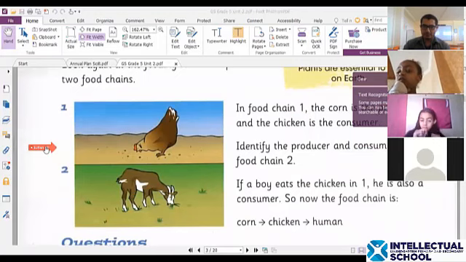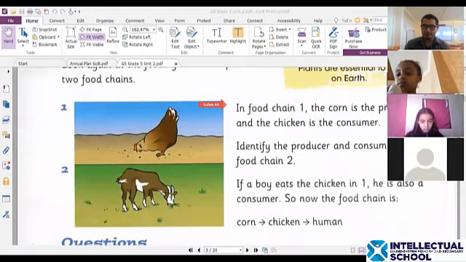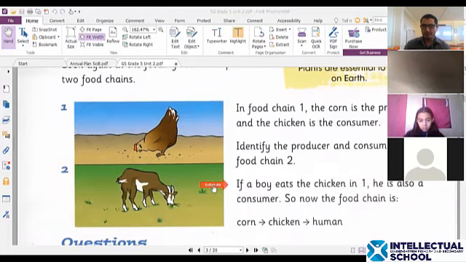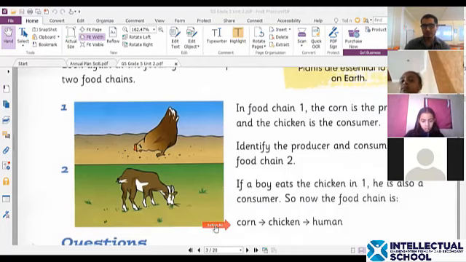So here they have given a description again. In food chain one, the corn is produced and chicken is the consumer. Then in food chain two, if a boy eats the chicken in one, he is also a consumer. So now the food chain is corn, chicken, human. Actually, the same one I was discussing.